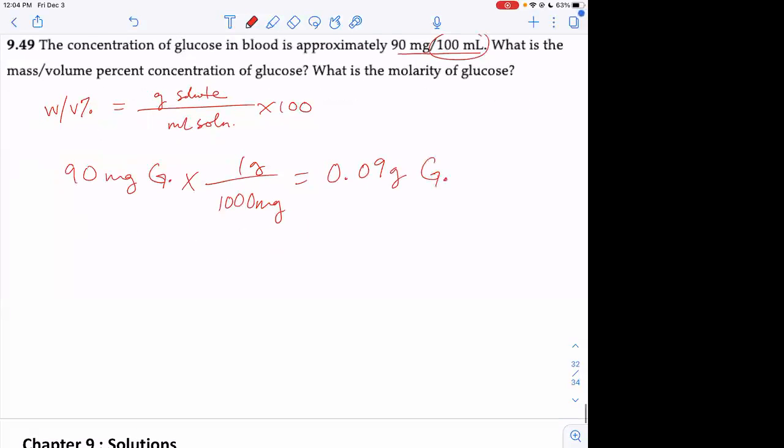So now I can just plug all this in. My weight, volume, percent is going to be equal to 0.09 grams divided by 100 milliliters, and then times 100. And honestly, you don't even have to plug this in the calculator. You can see that the hundreds cancel. So my percent is just 0.09%.